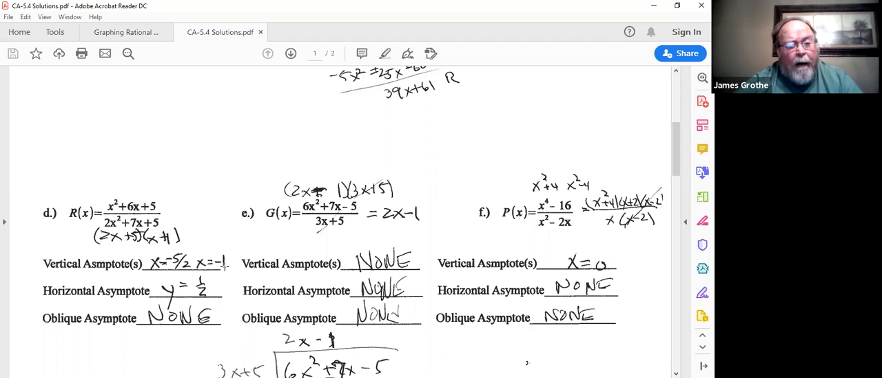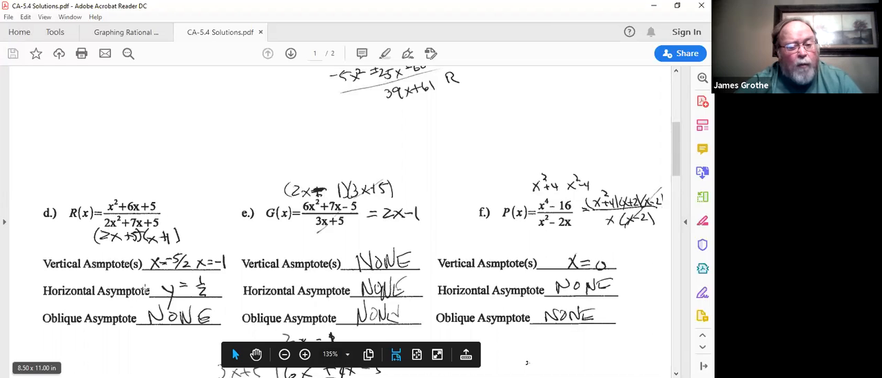Okay. Horizontal asymptote, well, again, look at the degree, the highest power on top and the highest power on bottom. x squared on top, 2x squared on the bottom, they're the same. Remember, when they're the same, you simply put them over one another, cancel the x's, and look at the coefficients, which in this case would be 1 over 2. So our horizontal asymptote is y equals 1/2. All right? And again, because there's a horizontal asymptote, there's no oblique asymptote.